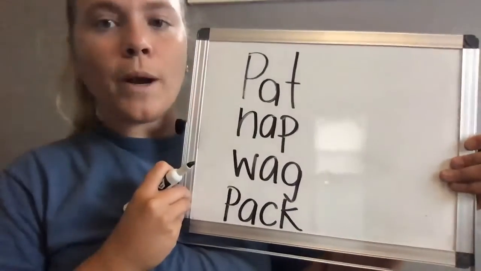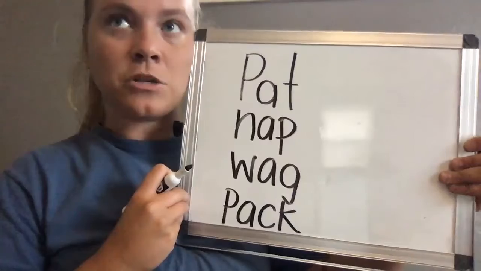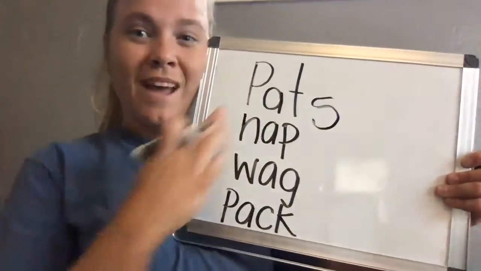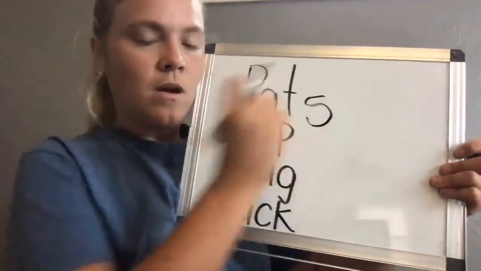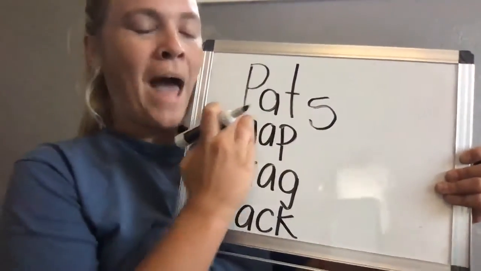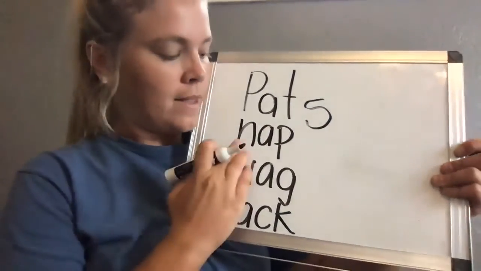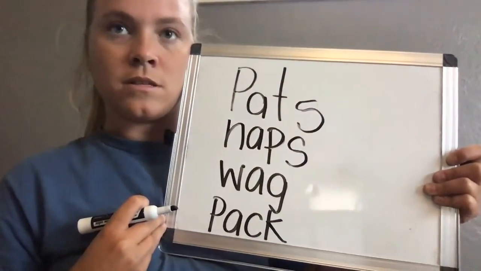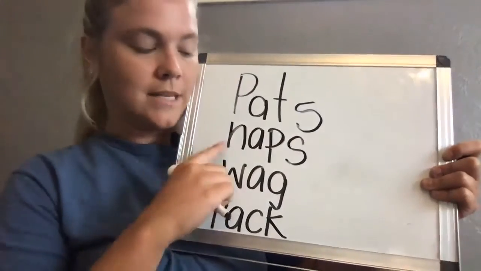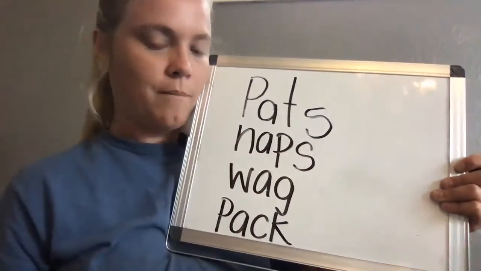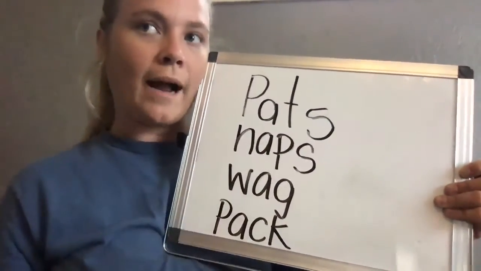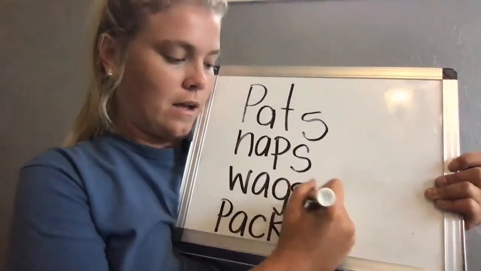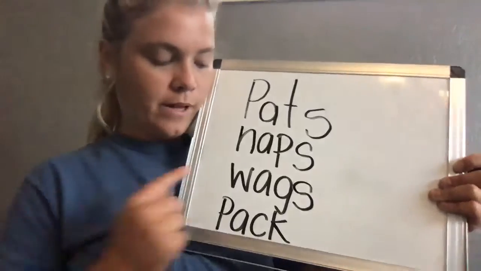Awesome. So the word pat, I want to make it into an action word. I'm going to add this sound to it. I'm going to say it, but with the S at the end. Pats. All right. The next word is nap. I'm going to add that S to nap. Let's read it together. Naps. Good job. My next word is wag. I'm going to add that S to the end of wag. Let's read it together and blend it.